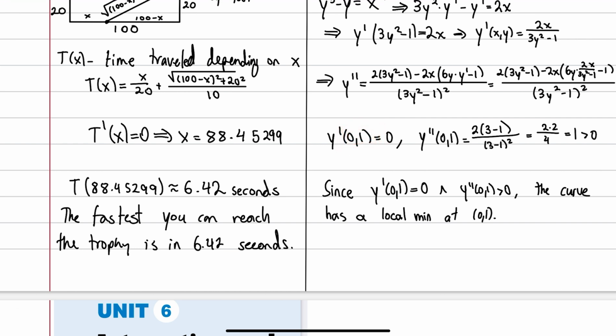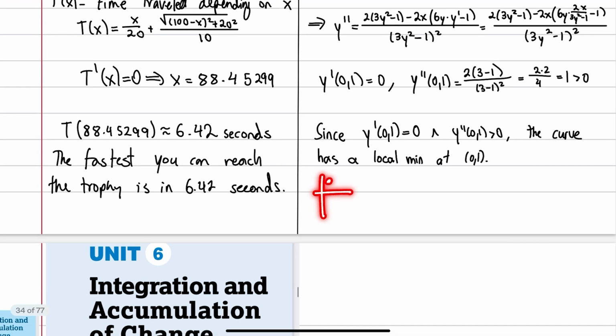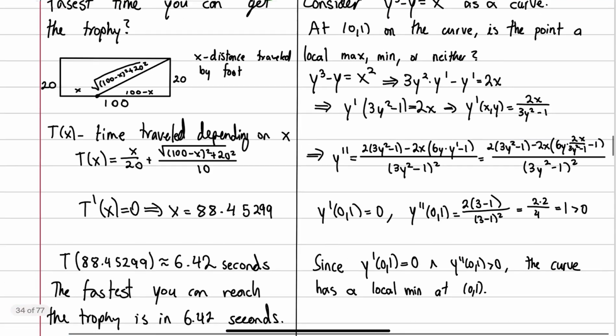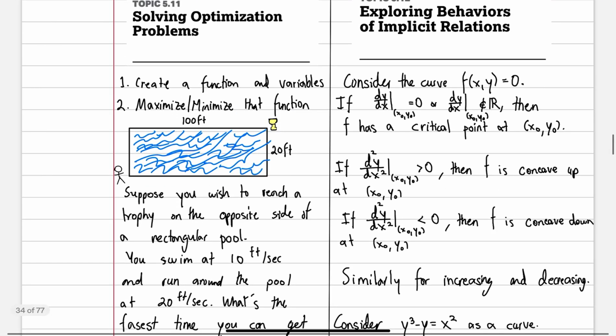And the second derivative, what is that? Well, we plugged it in. It's positive. So we go back to our heads. Normally, if we have this first derivative is 0, so it's a horizontal tangent, and the second derivative is positive, that's a local minimum. So that's our answer. Essentially, what you need to take away is that an implicit relation behaves very similar to explicit functions.